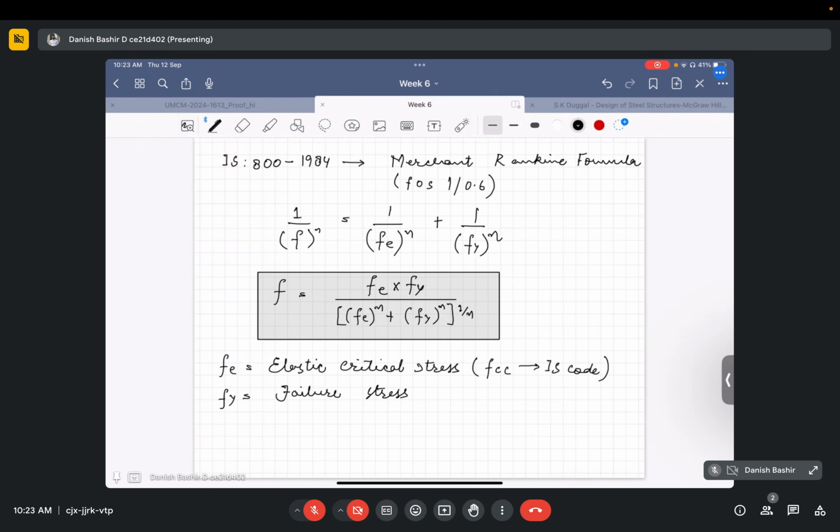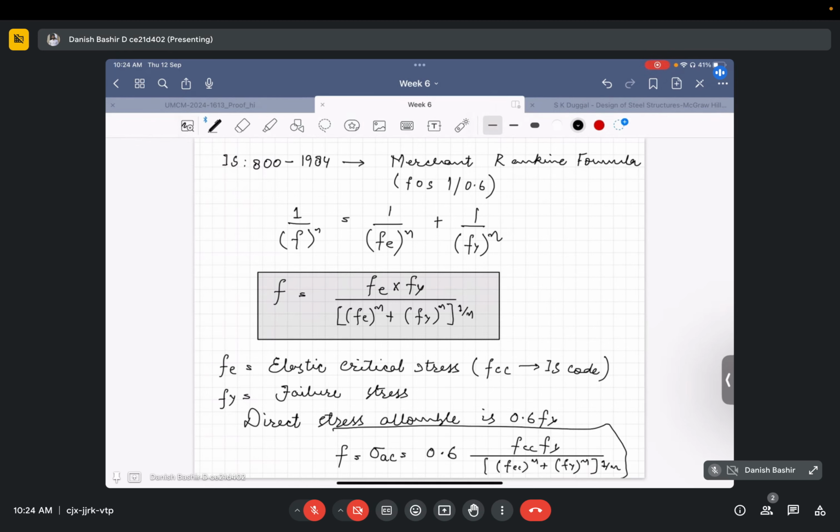So we write direct stress allowable is 0.6 fy. So our failure formula becomes sigma allowable compressive equal to 0.6 fcc fy divided by fcc to the power n plus fy to the power n, over whole power 1 by n. Okay, this becomes our formula.